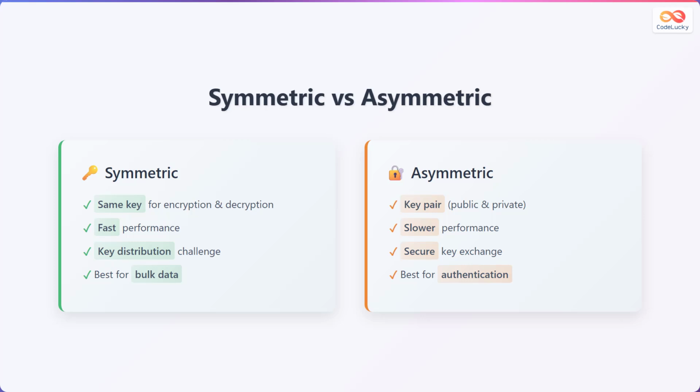Asymmetric encryption solves this problem by using a key pair consisting of a public key and a private key. The public key can be freely distributed, while the private key remains secret. This approach enables secure communication without prior key exchange, but comes with significantly slower performance compared to symmetric methods. In practice, modern systems often combine both approaches: asymmetric encryption for secure key exchange, followed by symmetric encryption for actual data protection.